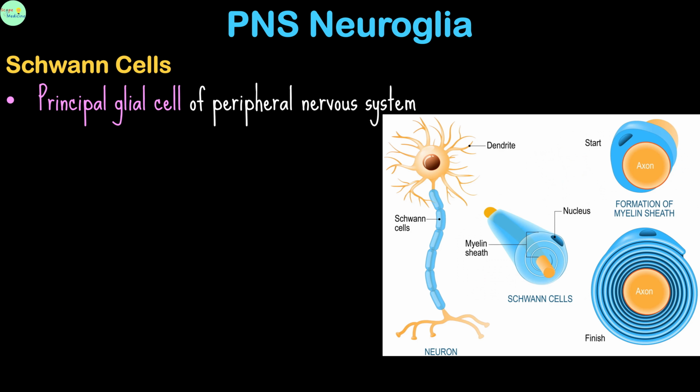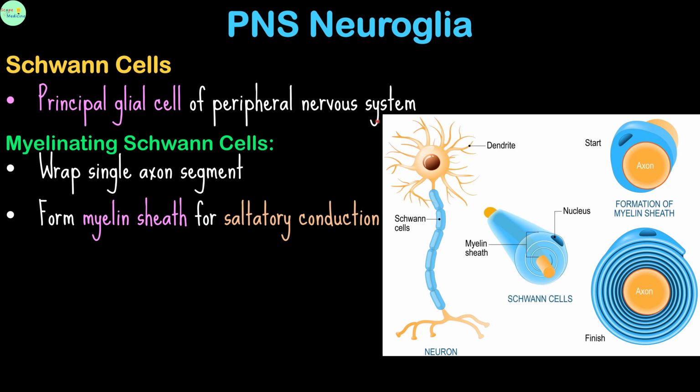In the peripheral nervous system, the supporting neuroglia are represented by two main cell types. Schwann cells are the principal glia of the periphery and are analogous to oligodendrocytes, but with a key difference. A myelinating Schwann cell dedicates itself entirely to a single segment of one axon, repeatedly wrapping its own membrane around it to form a compact myelin sheath.